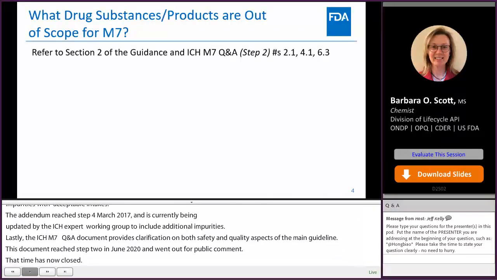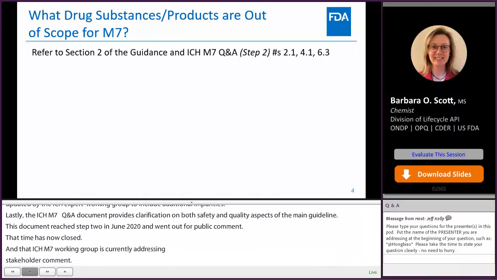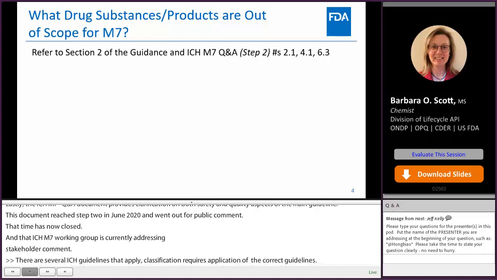There are several ICH guidelines that apply to impurities. Classification of impurities requires application of the correct guideline. This slide reviews the scope of ICH-M7, which is discussed in detail in Section 2 of the main guideline, as well as in the 3 Q&As listed here. Bulleted here are the drug substances and drug products that are out of scope.